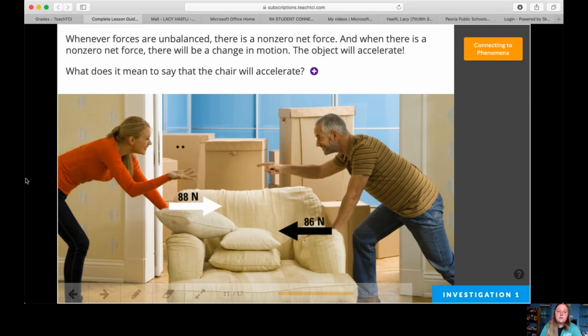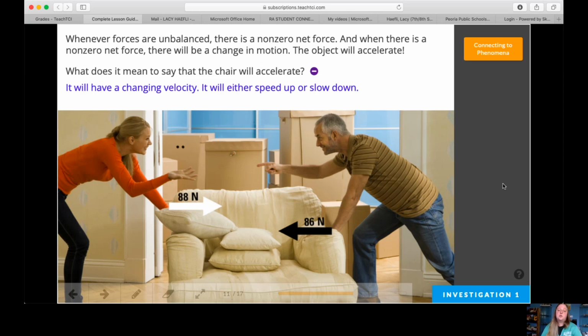Okay, so whenever forces are unbalanced, there is a non-zero net force. And when there is a non-zero net force, there will be a change in motion. The object will accelerate. Okay, what does it mean to accelerate? Well, that means a change in velocity. So it's either speeding up or it's slowing down.